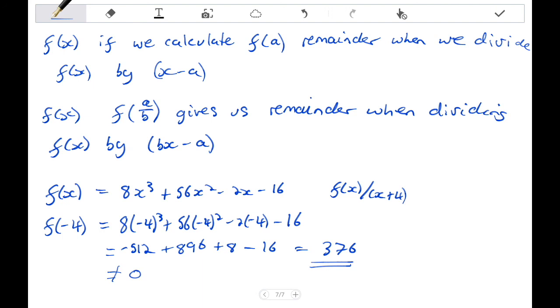So why is it useful? Well, it can quickly tell us if something is a factor or not, much like the factor theorem, which is really helpful, and it will be used throughout the questions. You may be told what the remainder is, and there might be some unknowns in the question, and you can use the remainder theorem to work out the unknowns. It's really, really helpful. Okay, that's it for this tutorial.